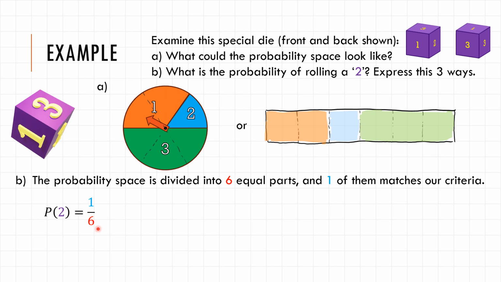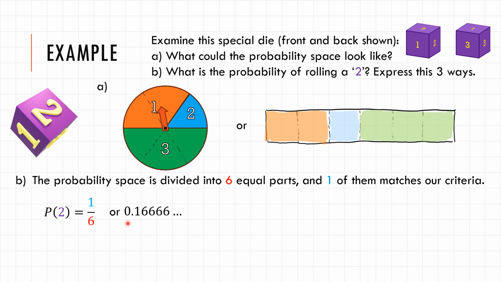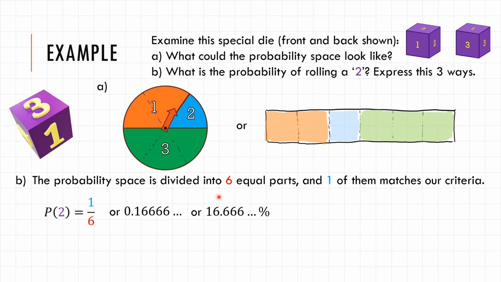Of course, some of us, myself included, definitely like percentages better than fractions. So I will divide 1 divided by 6, and I'll get 0.166666. And I'll multiply that by 100 to turn it into a percentage. So the probability of rolling a 2 is about 16.66666%.